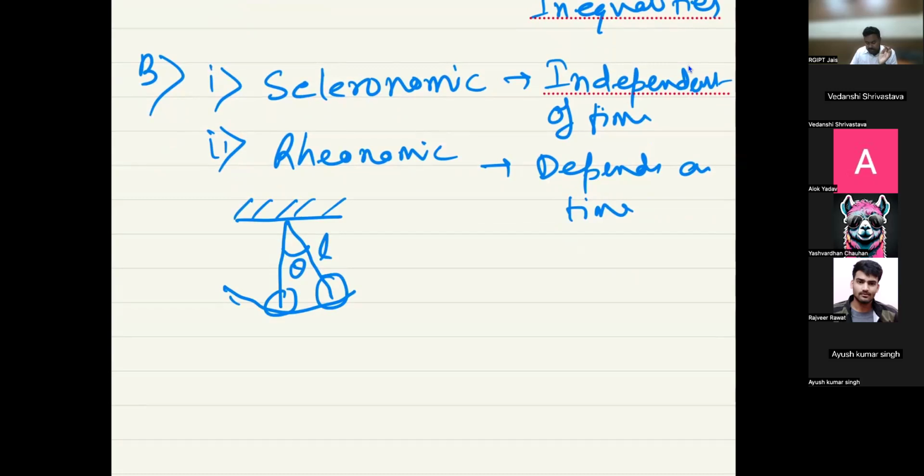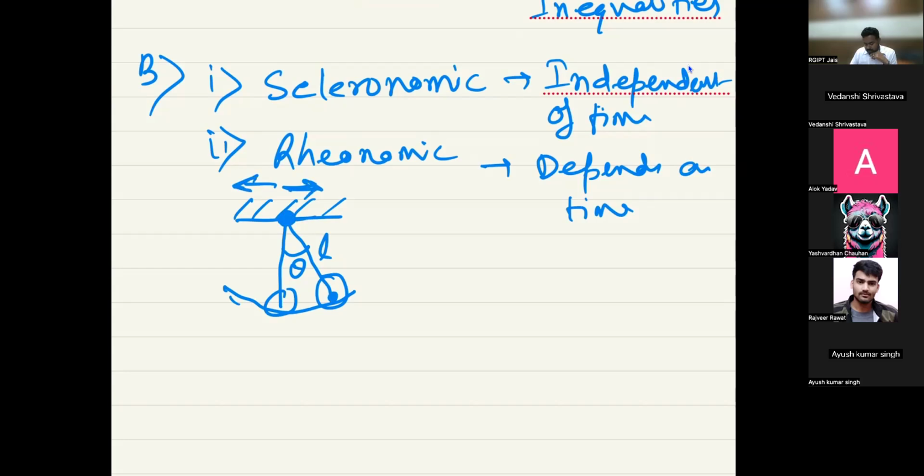Now let's say this hook position, where it is suspended from, also moves along this axis, x or y, along plus x or minus x direction. Then to know the position of this pendulum, you need to know the constraint relation in terms of time, because then this position is time dependent. So this will be a rheonomic constraint.